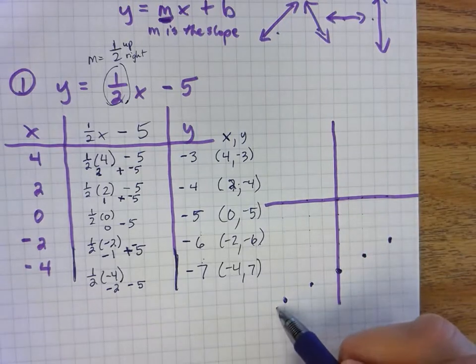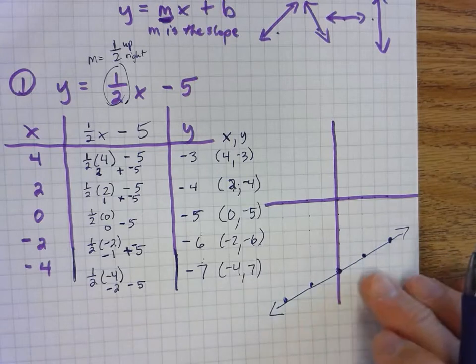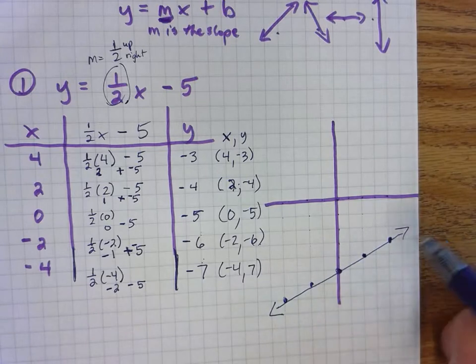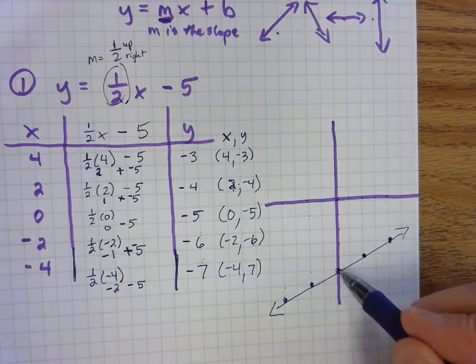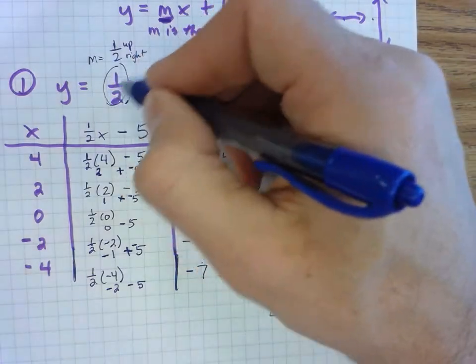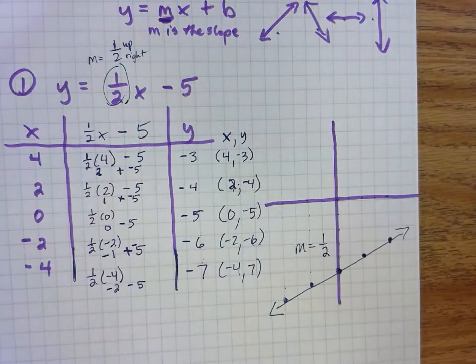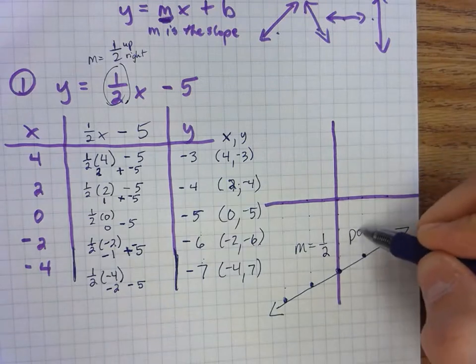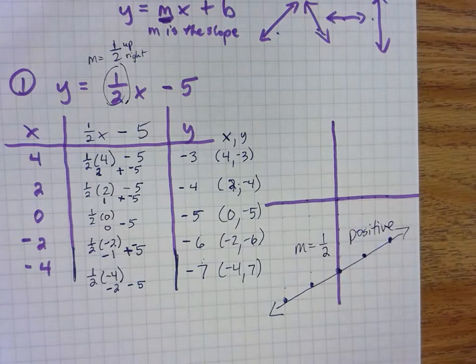Alright, so if we hook all those together, you can see that it does have a positive slope, okay? And if you go up 1 and right 2, up 1 and right 2, up 1 and right 2, you can see that that slope right there is correct. So my slope is 1/2. That's my m, and this has positive slope. Awesome. Okay, so there's how you do it if it's got a fraction.